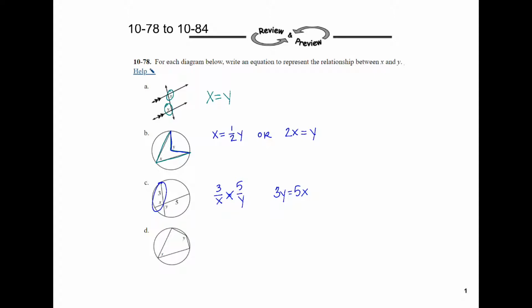When we look at the circle in example D, we can see that both of our angles, our inscribed angles, are both connected at the same point, so we say that x plus y are equal to 180 degrees.